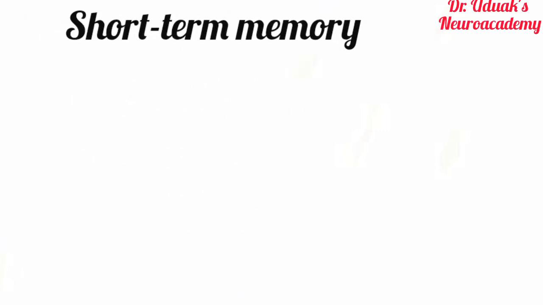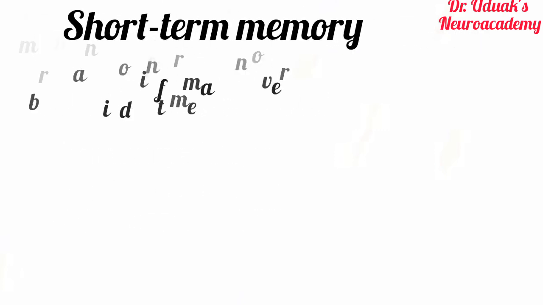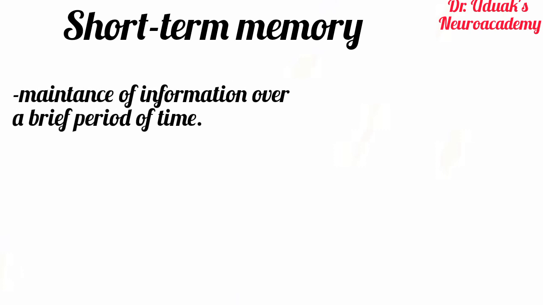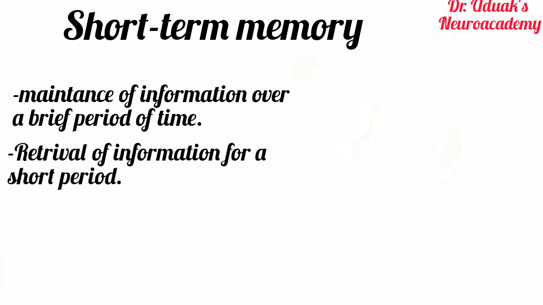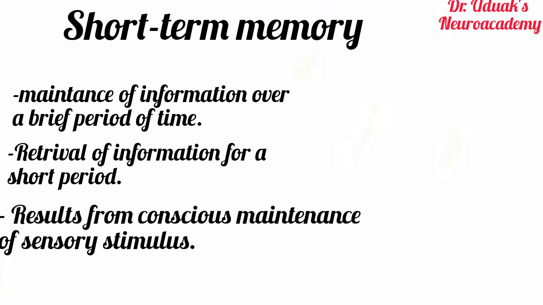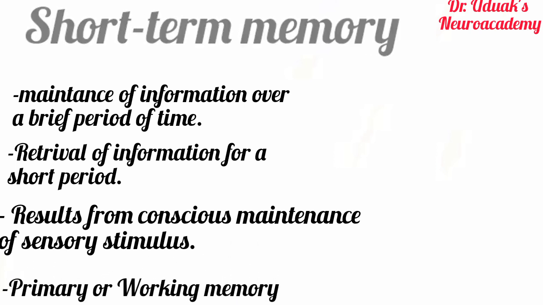We also have short-term memory. Short-term memory may be defined as the maintenance of information over a brief period of time, or we can say that it is the retrieval of information for a brief period of time, which occurs in seconds and results from conscious maintenance of sensory stimuli within this time frame. It is also known as primary or working memory.